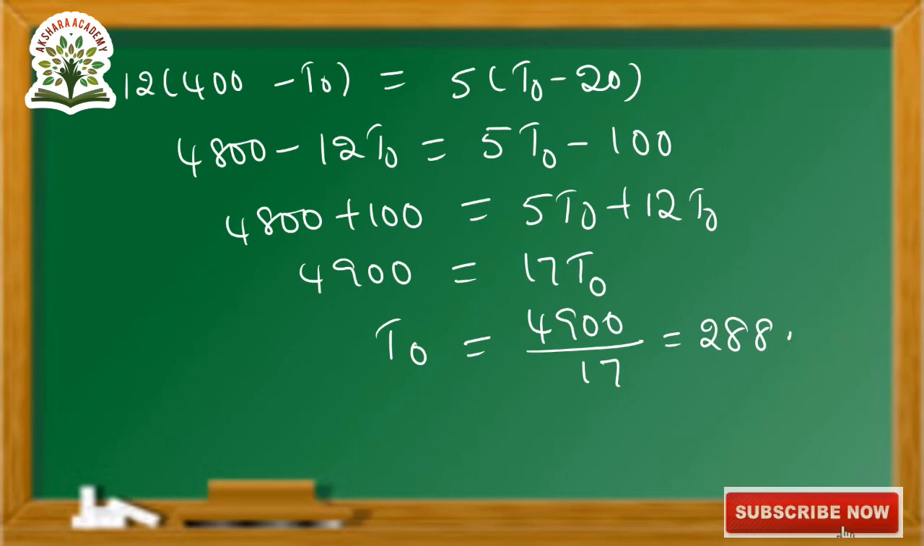288.24 degree centigrade. So this is the final answer. Therefore T naught is equals to 288.24 degree centigrade.